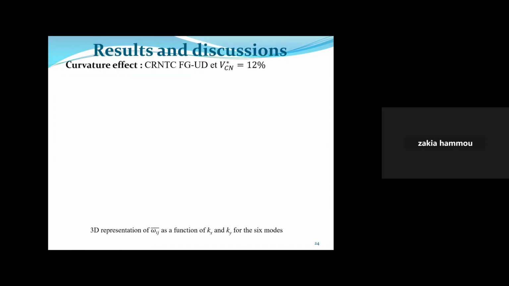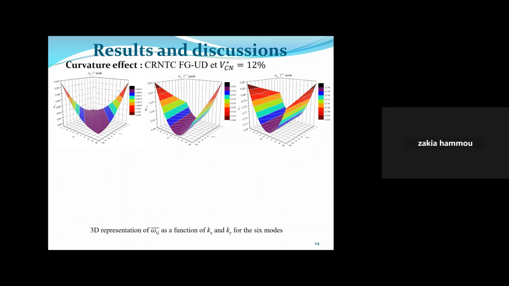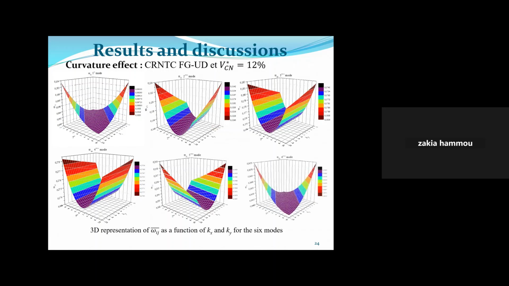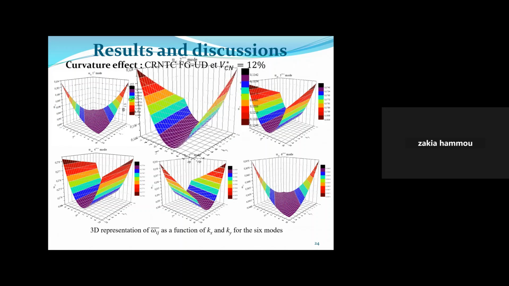The following figure or slide represents the variation of non-dimensional natural frequencies for a shallow shell of unidirectional distribution as a function of curvature kx, ky for the first 6 modes. It is clear that for each mode, the frequency varies remarkably depending on the curvature.